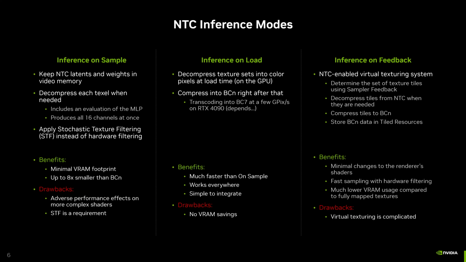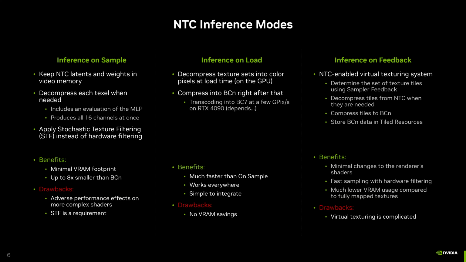The benefit here is that it's much faster than doing it on sample, because the GPU basically works with the BC7 or BC whatever textures as it usually does. There is no extra cost at runtime. There is no requirement to use STF, and it works everywhere-ish. I mean, the NTC decoding still needs a shader model 6 type GPU, but nothing very special there. It works faster with cooperative vectors, but they're not required. But the obvious drawback is that you don't get the VRAM savings that you could get with inference on sample.